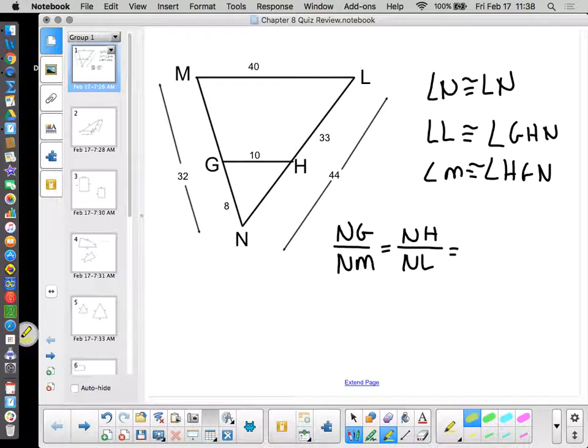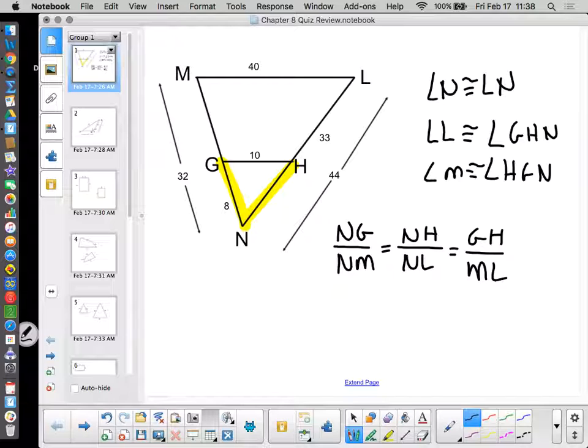Look at the picture. We got this side in this triangle. We got this side in this triangle. What's the third side? GH. And what's the corresponding side in the big triangle? ML. That's all we got to do. That's the statement of proportionality.